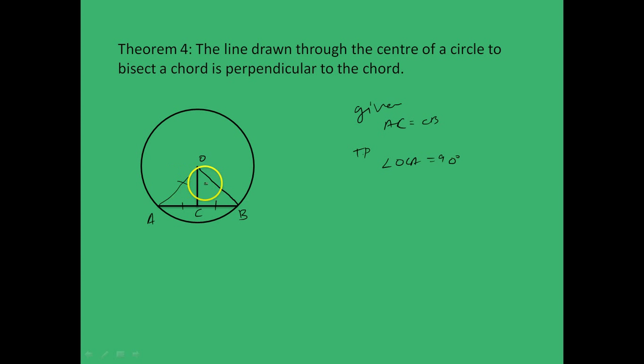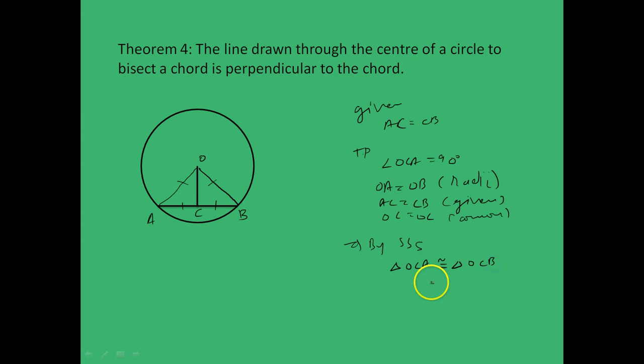Right? We know that OA is equal to OB because they are radii, and we are given that AC is equal to CB, and OC is equal to OC, and that is common. So this implies by SSS we have triangle OCA congruent to triangle OCB, right?